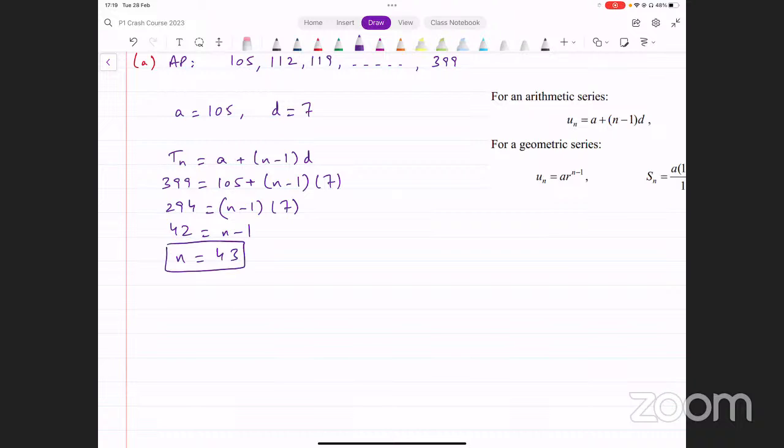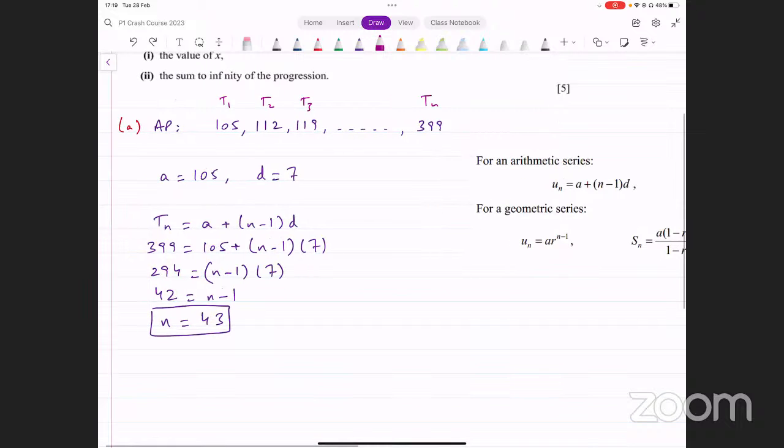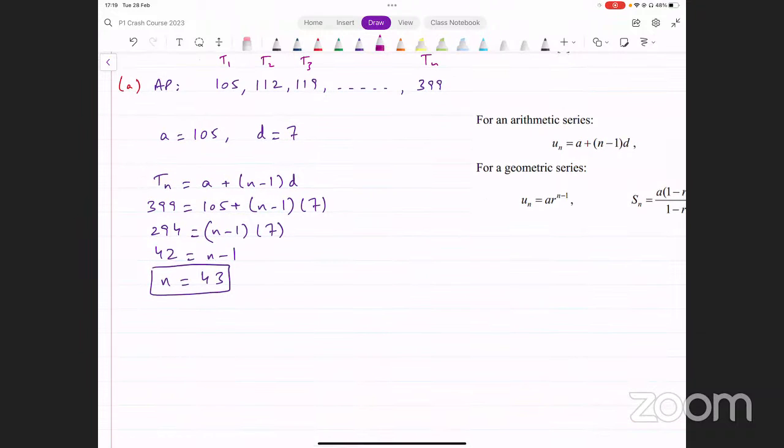All right, so we know what the number of values in this sequence is going to be now. Once we know the number of values in the sequence, we can just apply the sum formula. We can use the one that has the last term because we know what the last term is. We need to find the sum of all of these terms, and we know the last of these terms is 399. Let's use that sum formula. We can say Sn equals half into n into a plus L. Remember what L used to mean? L means Tn, the nth term's value.